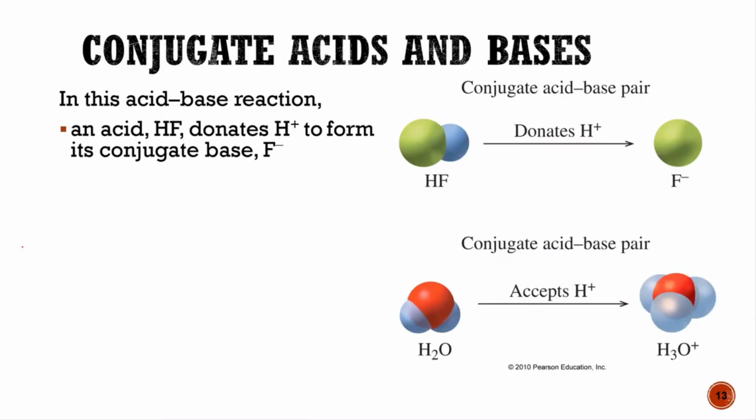So with Bronsted-Lowry, it's really tricky. You have to be able to recognize what's the acid and the base. So there's something called conjugate acid base pairs. So if I look at hydrofluoric acid, and I see that it donates a proton to something, all that's going to be left is F minus.